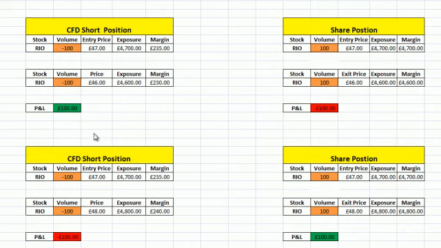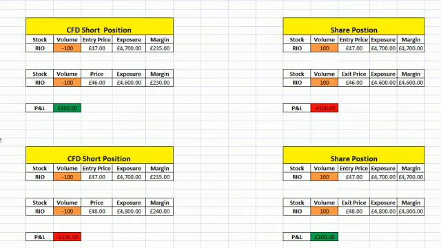But here's the major difference. We're up 100 quid in our CFD portfolio because we were short 100. It's now gone down a full dollar. So we're up £100. So you can see we're completely market neutral now. So for every quid the share position loses, or even every penny it loses, our CFD position will gain.